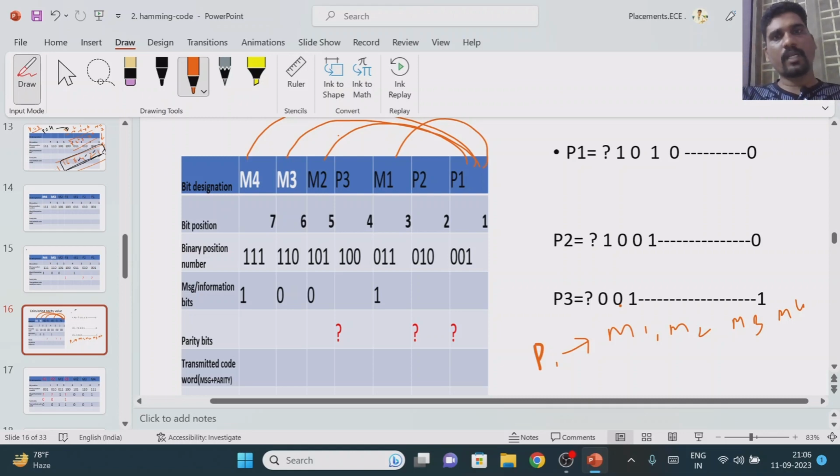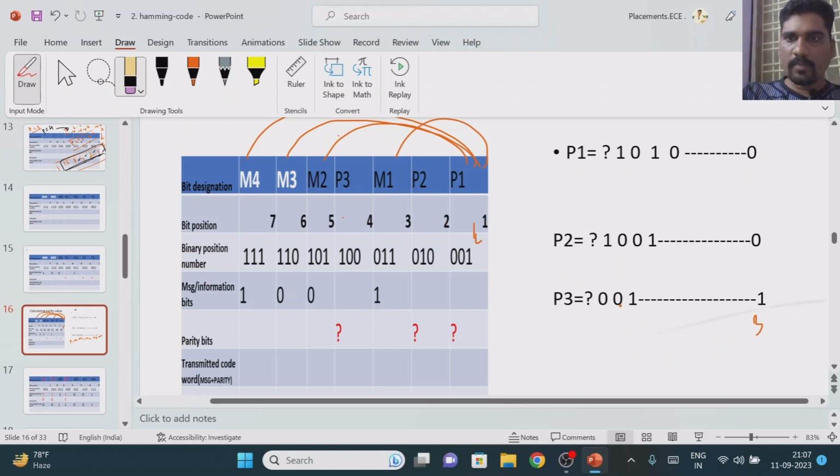One more point I explained is that in one location only we will have the 1, and all remaining bit values will be 0 in the parity mechanism, right? So what is the meaning of this? If you observe the P1 value, what is the binary value in P1?